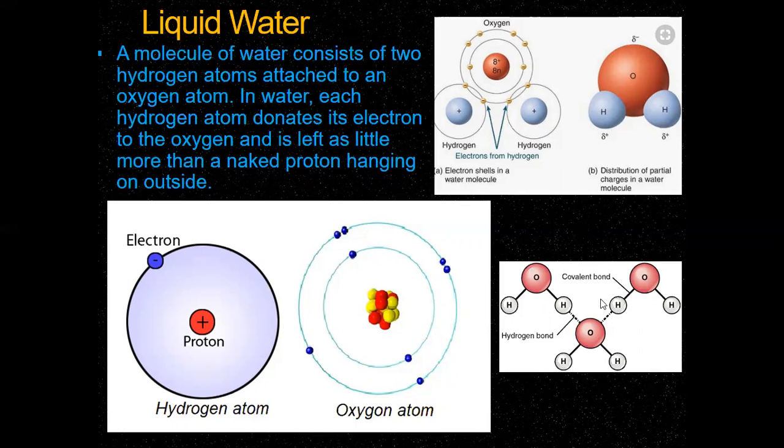These are the bonds between the oxygen and hydrogen. Basically, this bond is a covalent bond, and this one is a hydrogen bond. Hydrogen bonds are weaker than covalent bonds.